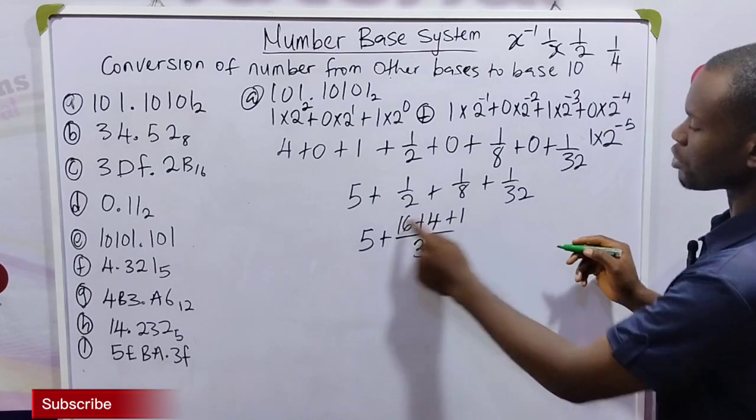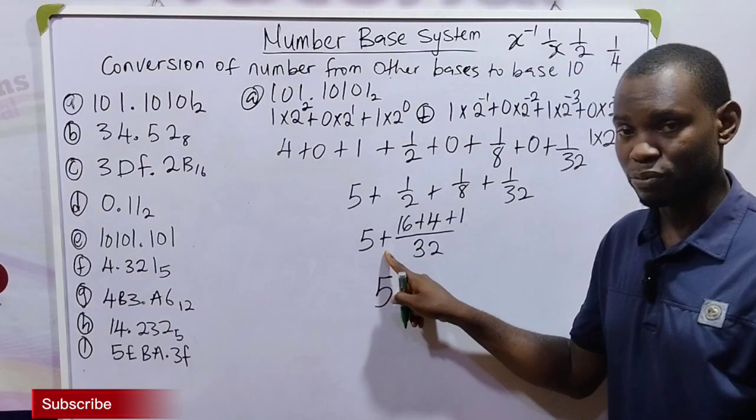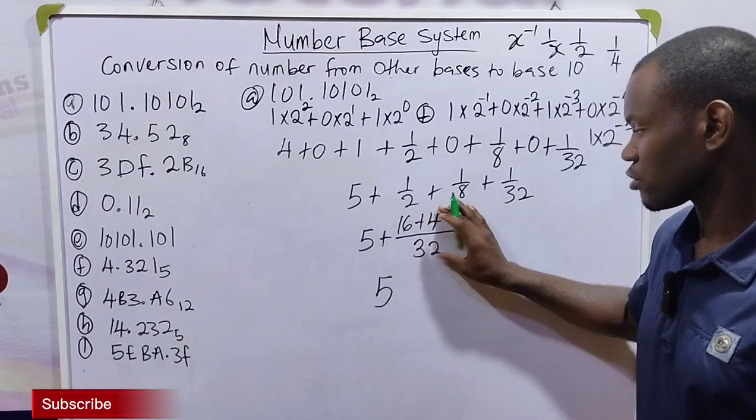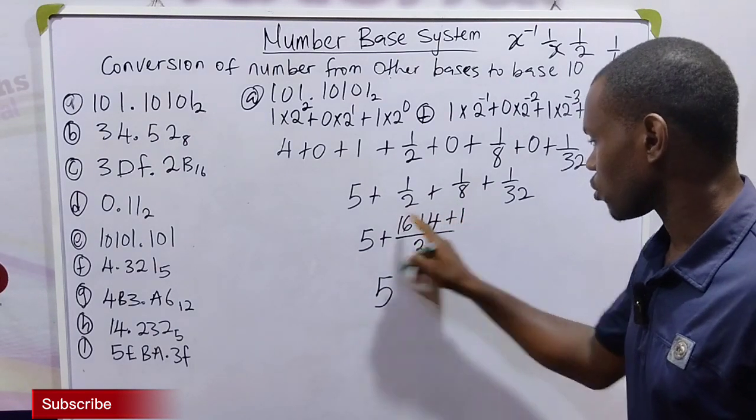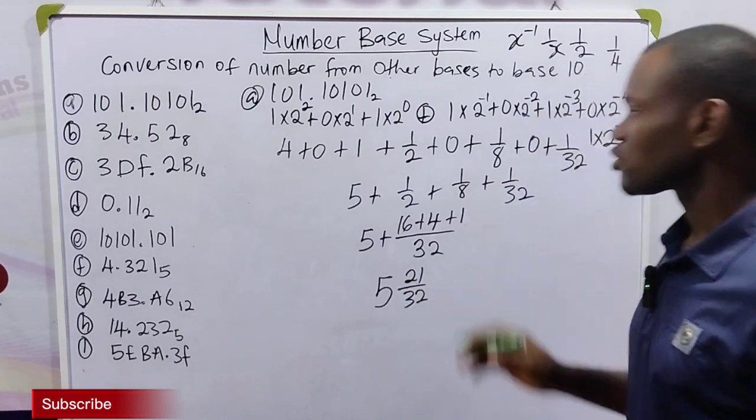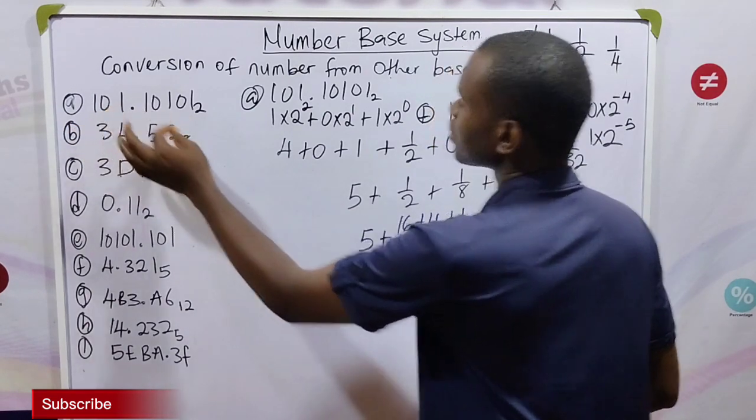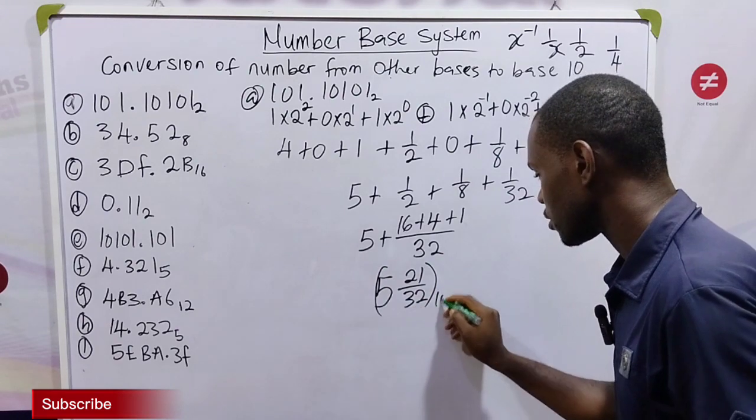So add all the numerators. We have 5 whole number. You can now take away the plus because you are adding this guy to this fraction. You will now have 5 whole number. Add here. This is 21. 21 over 32. So we have succeeded to convert this decimal number to a number in base 10. So let's put our base 10.